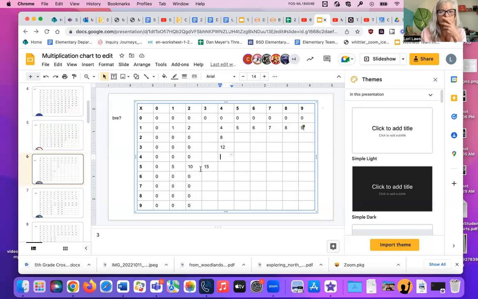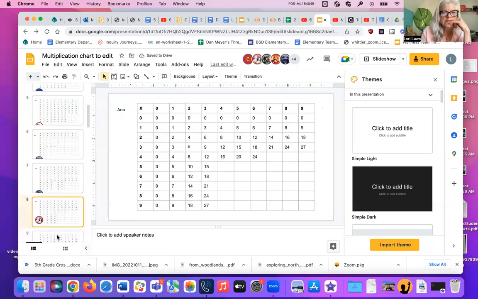3 times 5, good. 2 times 5, 10. 1 times 5, 5. Perfect. 7, 14. So you need to go fix all of these, Bree, and get them filled in properly. Okay. So what's 1 times 3 at the top there? 42. Should be 3, right? And then you're going to go down this way and do it the same way. 1 times 2 is 2.